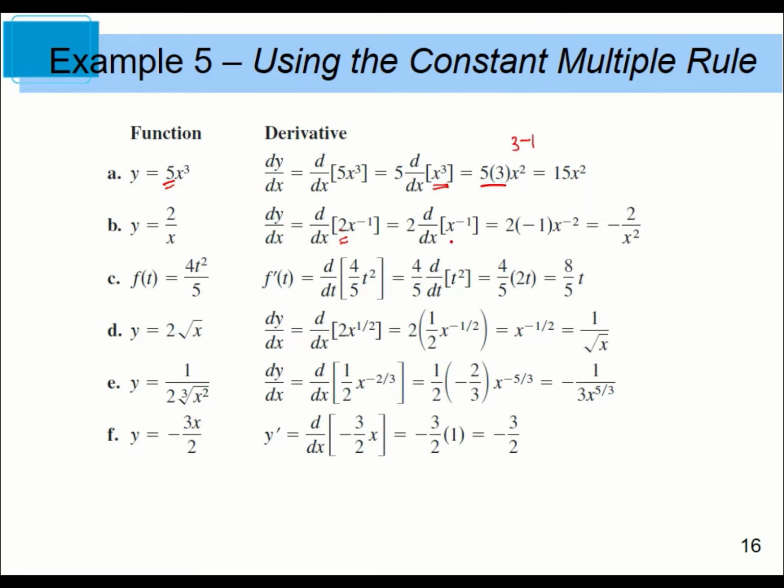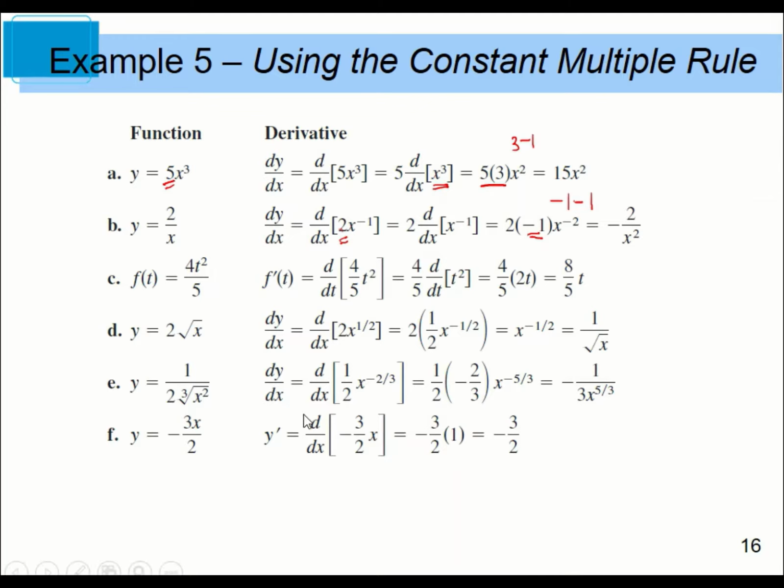So when we differentiate x to the power of -1, we bring down the -1 to multiply. And after that, the power is reduced by 1. So we have -1 minus 1, which is -2. And after that, we have 2 times -1, we get -2. And x to the power of -2 changes to over x to the power of 2.